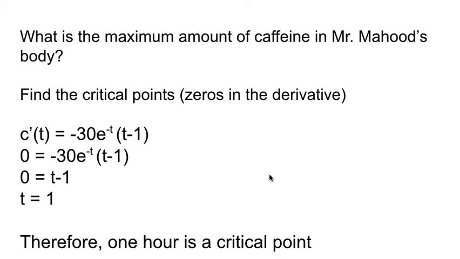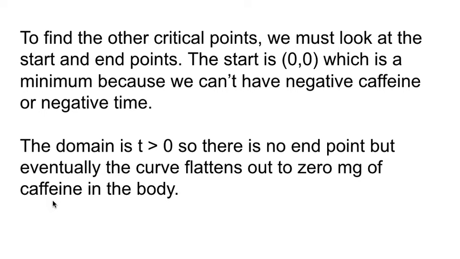So we plug 0 in for c prime of t, and then solve. So I divided negative 30e to the power of negative t, 0 over that, and that's just 0. So then what's left is negative t plus 1 equals 0, so t equals 1. So therefore 1 hour is a critical point. And then to look at the other critical points, we must look at the start and end points.